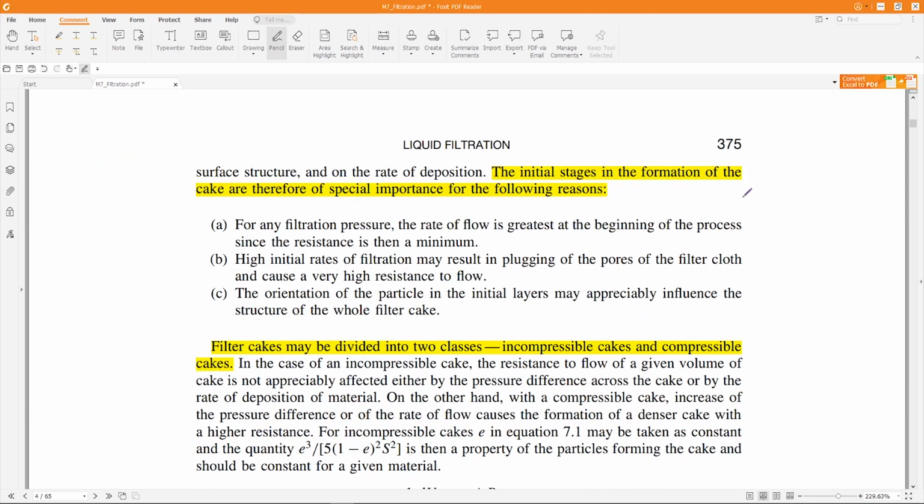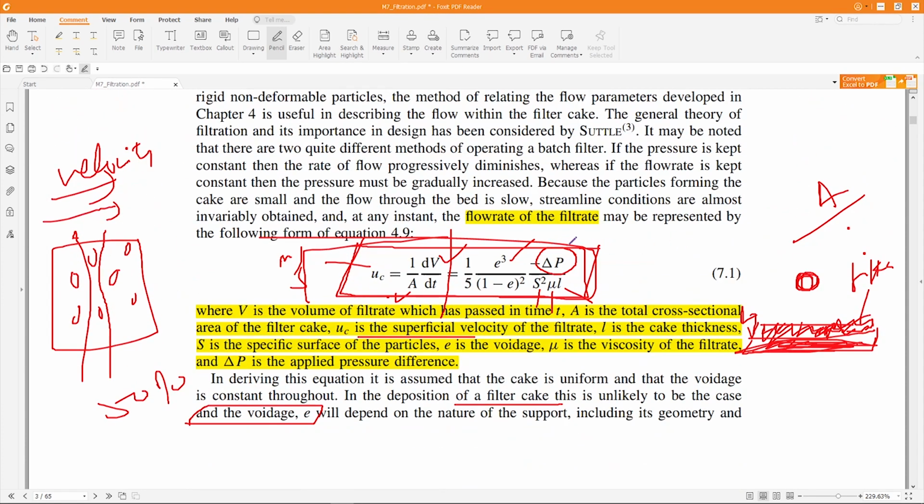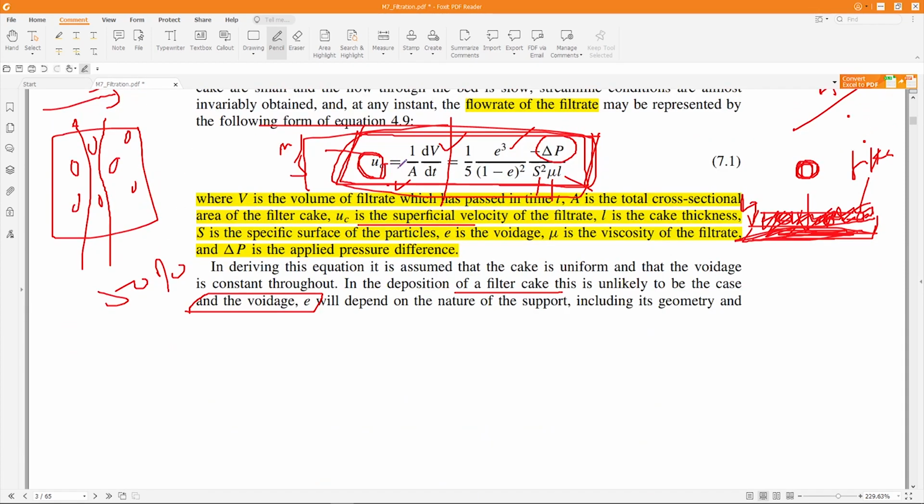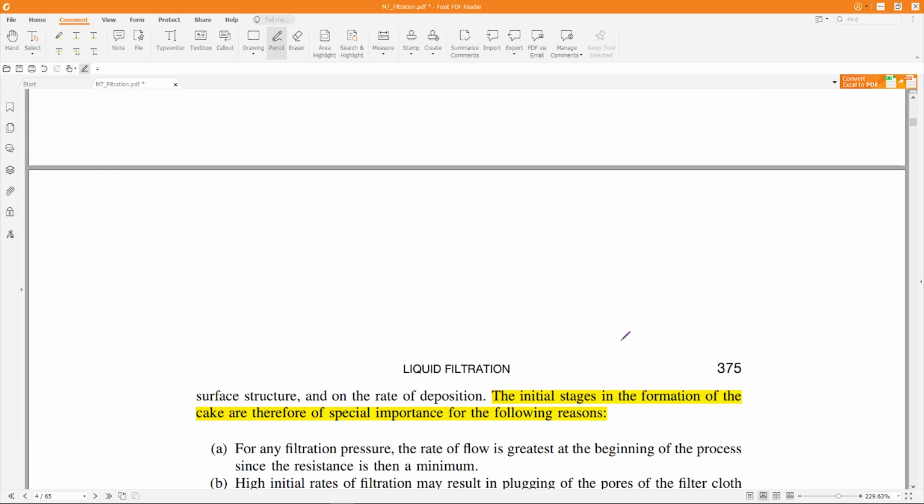The initial stages in the formation of the cake are therefore of special importance for the following reasons. Because this formula is mainly for the filter cake. So if there is a cake filter, the superficial velocity through this cake, because the fluid is passing through some obstacles, some solid particles, so it is superficial velocity. This is a function of all these things, right? So it will definitely depend upon the cake, how the cake is formed.